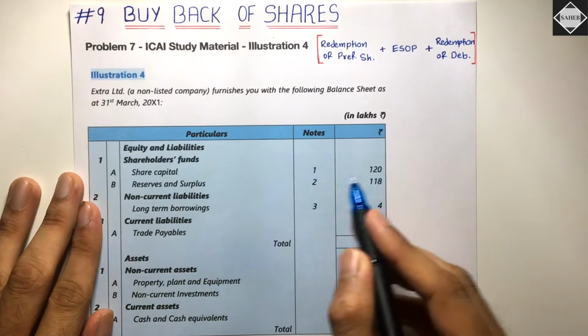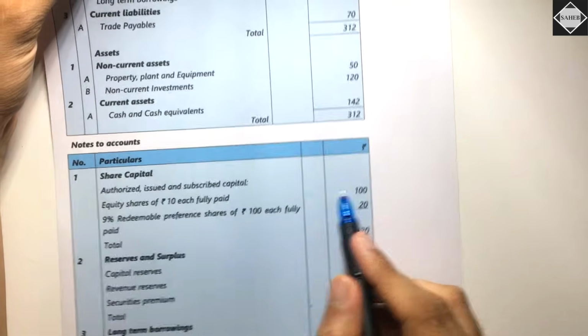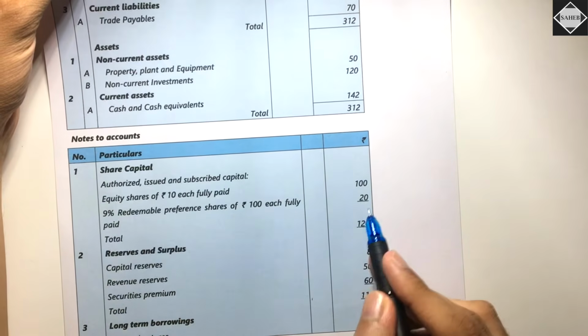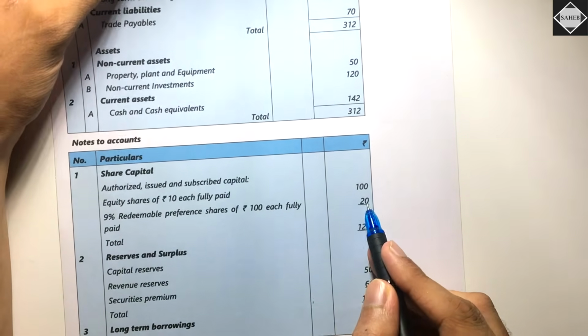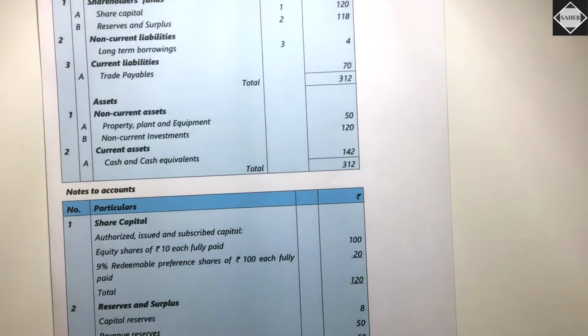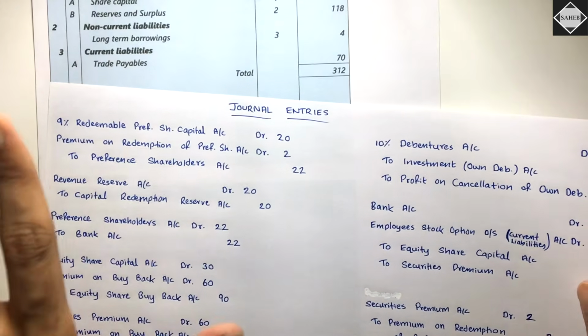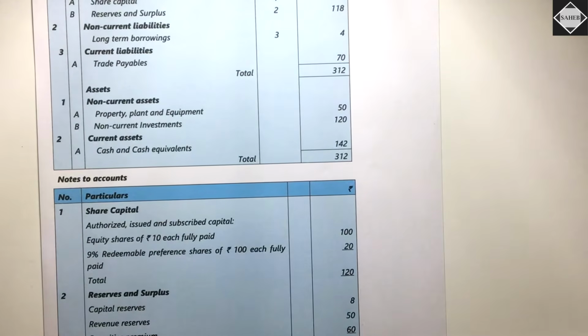Here the share capital was 120, right? So we had equity share of 100 lakhs and redeemable preference shares of how much? 20 lakhs, isn't it? So this 20 lakhs is completely gone. We have redeemed that, isn't it? See, in the journal entry, we have debited the redeemable preference share capital 20. So it's completely gone. So that will no longer be there.